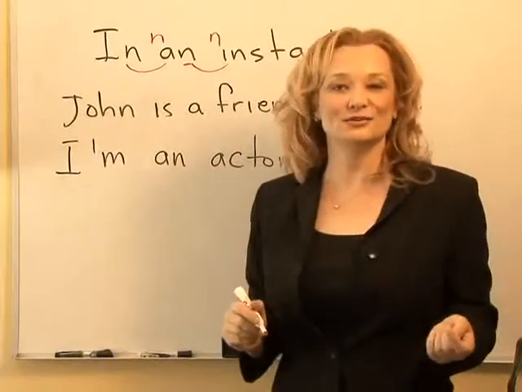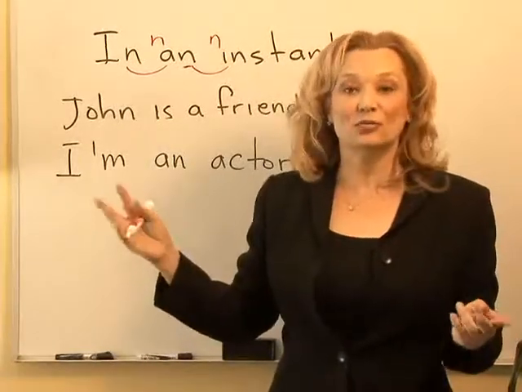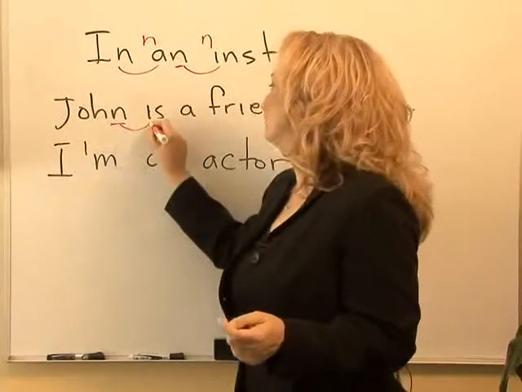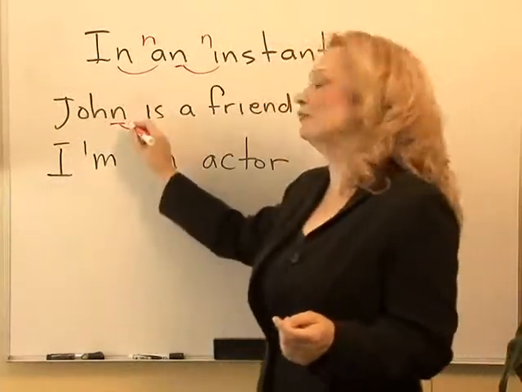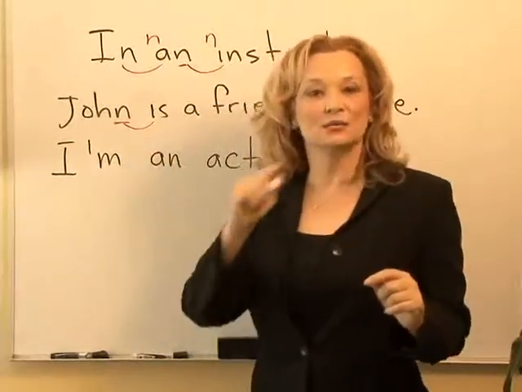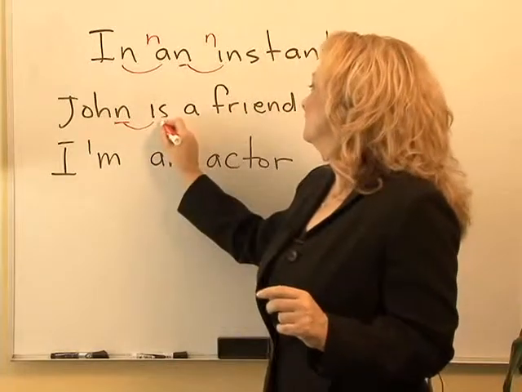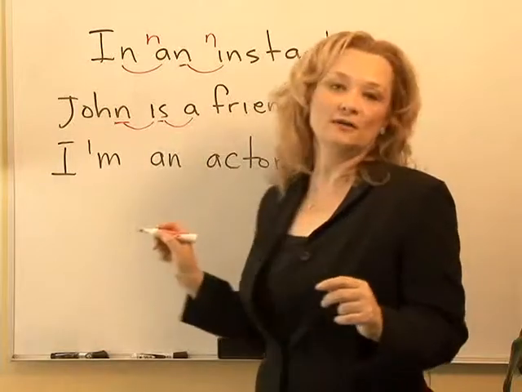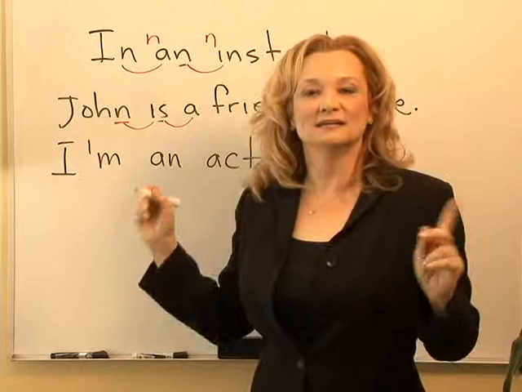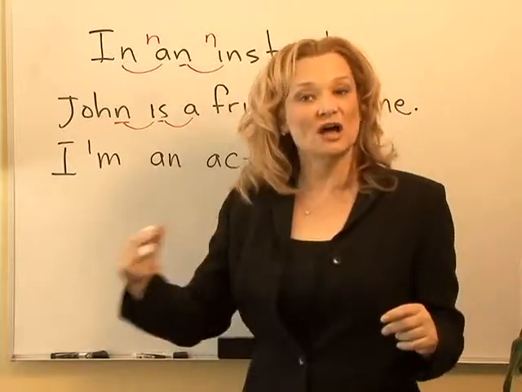Let's take a look at another sentence. Let's analyze where are the consonants and where are the vowels. Where are the opportunities for us to link? We have an N followed by an I. Therefore, we don't say John is. We link it and we say John is. Here we have an S followed by a vowel. Therefore, we say isa. Listen. John is a. Don't say John is a. Say John is a.